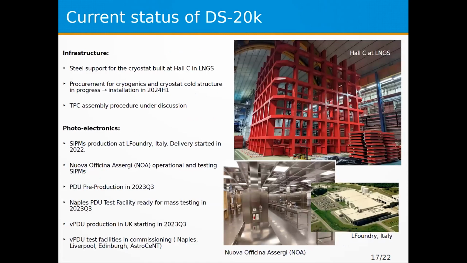Right, I am about to finish. Okay, so this is just the current situation. Right now in Hall C at LNGS, the cryostat structure has started to be built. There is ongoing procurement for cryogenics and cryostat, and also ongoing work on photoelectronics. SiPM production has already started with LFoundry company. There is a new facility near LNGS dedicated to testing SiPMs, and also other facilities in different places, Naples, Liverpool, Edinburgh, for testing veto PDUs.